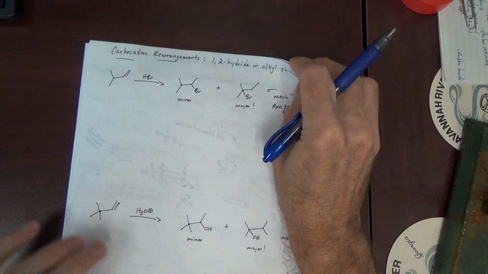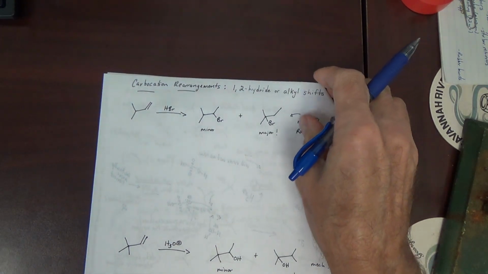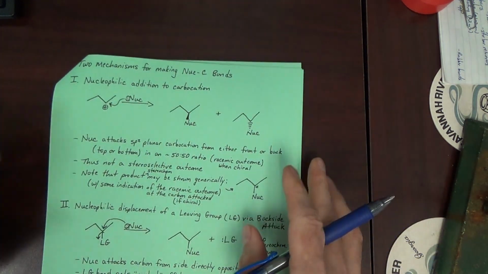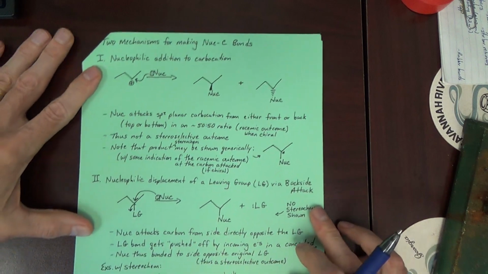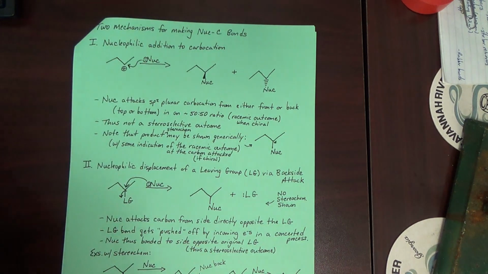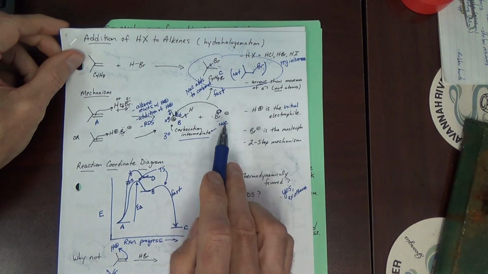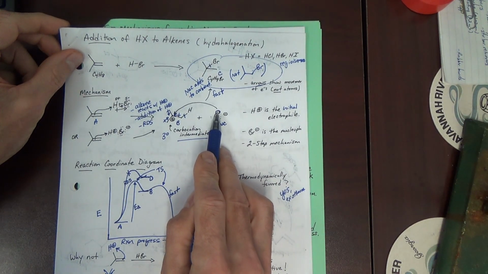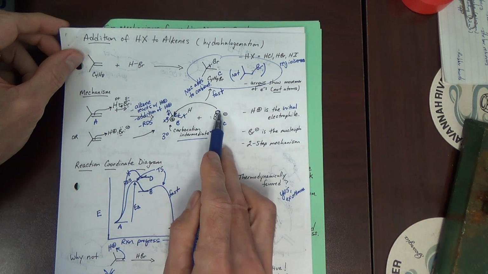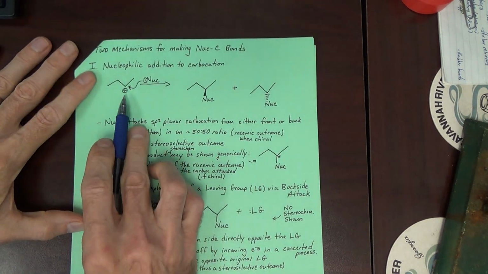Okay. I'm going to stop this video here. We'll move to carbocation rearrangements on the next video. But what I do want to do is go back to remind you of this handout here: two mechanisms for making nucleophile to carbon bonds. And we did that during this video. Right here, the bromide made a bond to the carbon, and it attacked a carbocation. That's an example of what I'm showing right here.